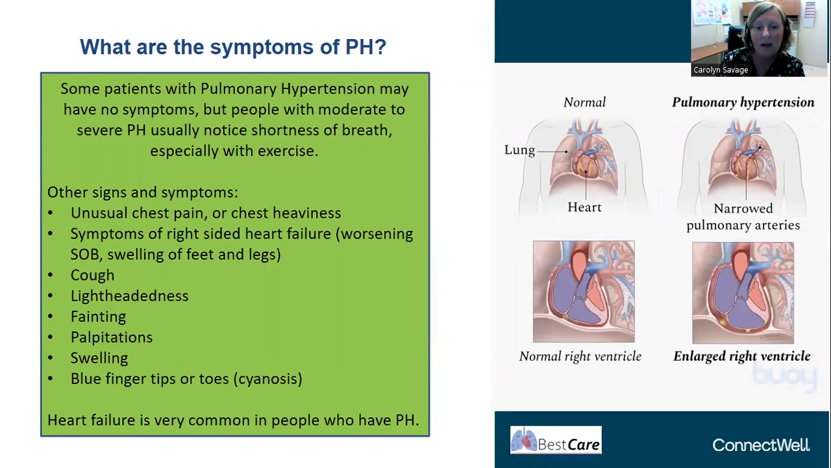So often that can mean swelling of the feet, ankles, or legs, sometimes more of a cough, lightheadedness or fainting, heart palpitations, blue fingers or toes. So evidence of low oxygen that can come with pulmonary hypertension. Often heart failure is very, very common for people who have the more moderate to severe pulmonary hypertension because of the strain on the right side of the heart.